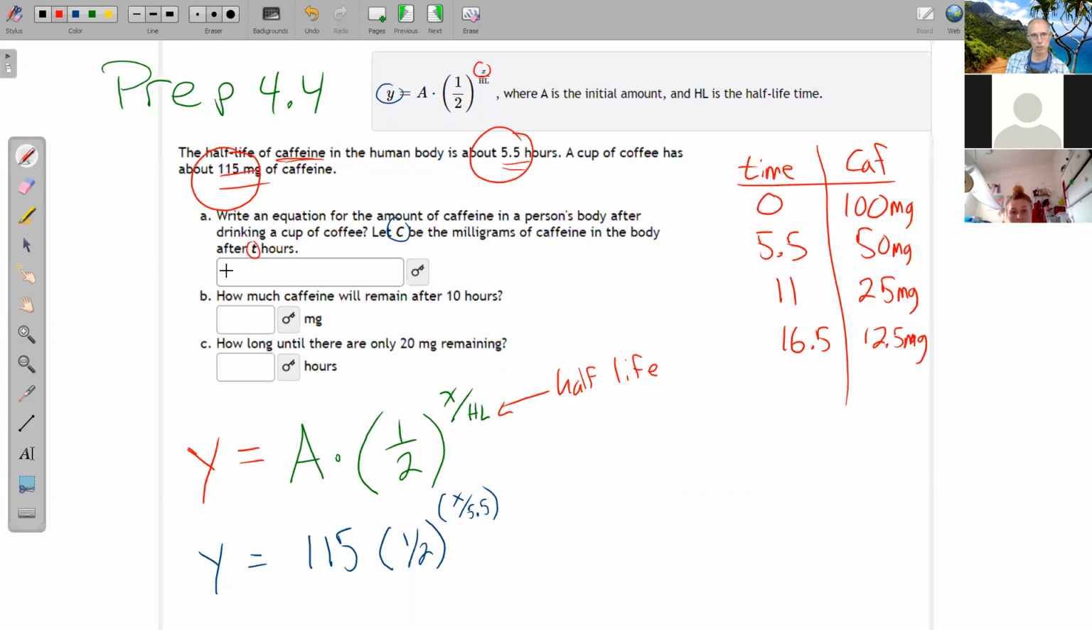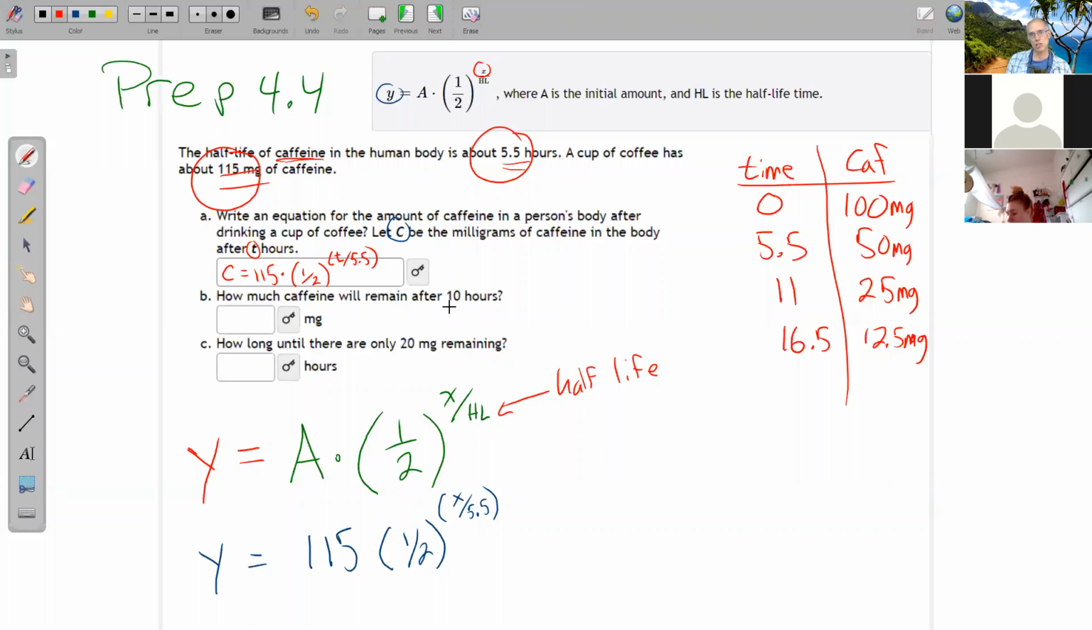So in my little box, I would say, okay, c equals 115 times, parentheses are necessary here, 1/2. And then it's going to be raised to the power, and we probably don't need it for the power, but I'm going to put it there anyway, parentheses, x over 5.5. Oh, nope, they said to use a t. And the cool thing about the computer is if you put the wrong variable in, it'll say over here, wrong variable. Pay attention to those. Sometimes I forget to read the fine print.